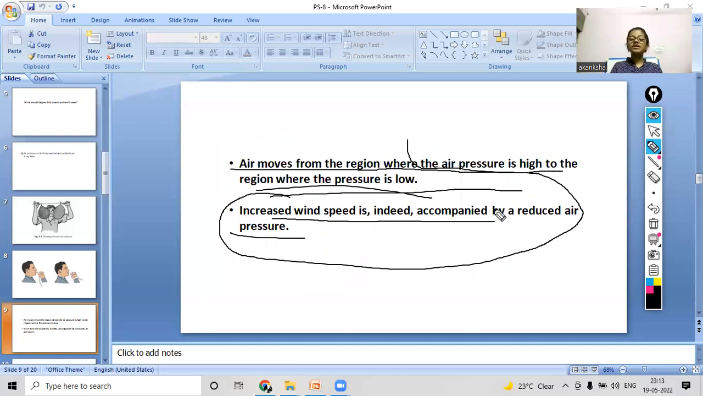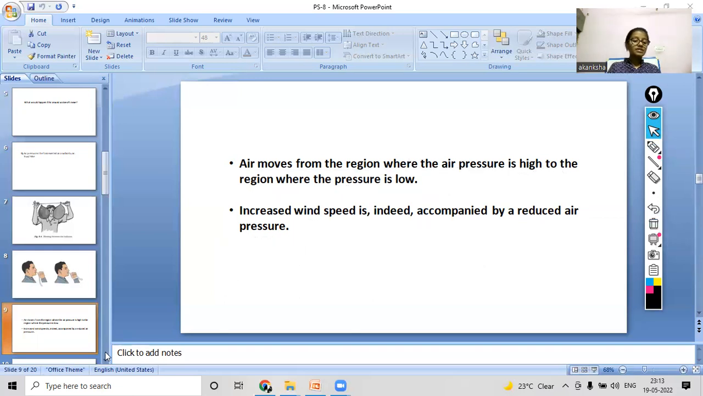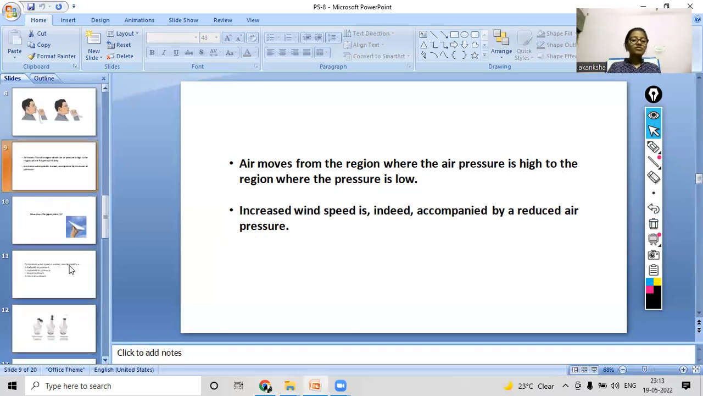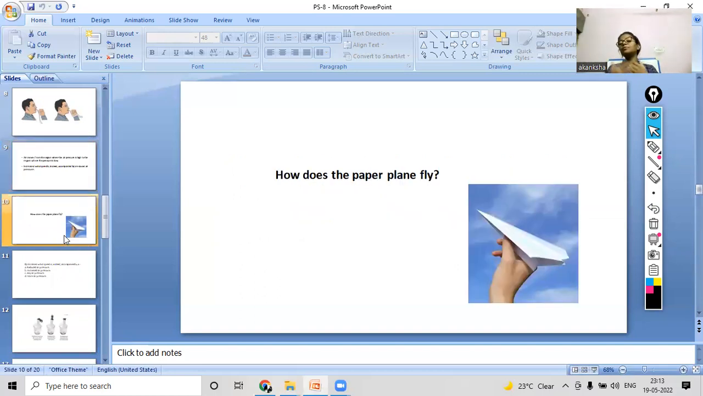So what is the second point saying? That increased wind speed, you have to remember, is indeed accompanied by reduced air pressure. So this was all about air pressure and wind speed. We will now move ahead and see some more details. Now there is a curiosity question for you. How does the paper plane fly? We just studied so many things.